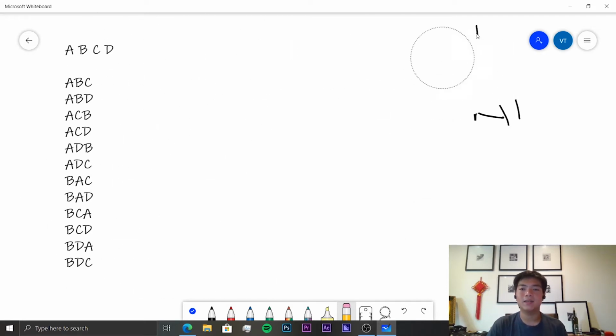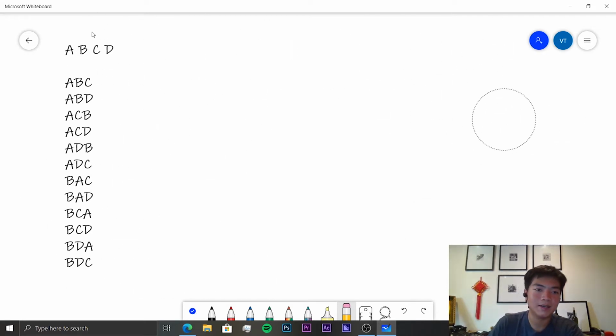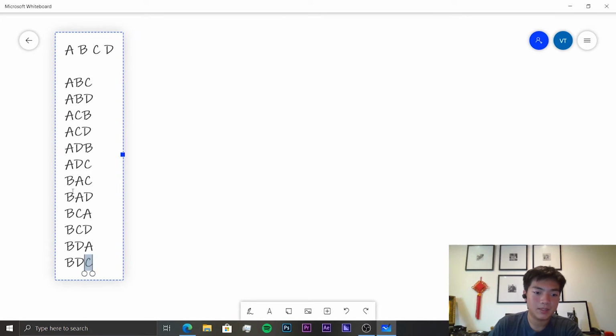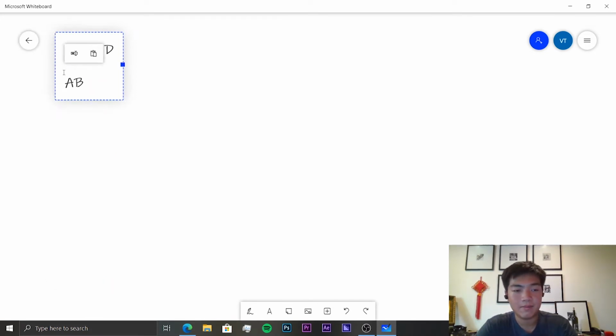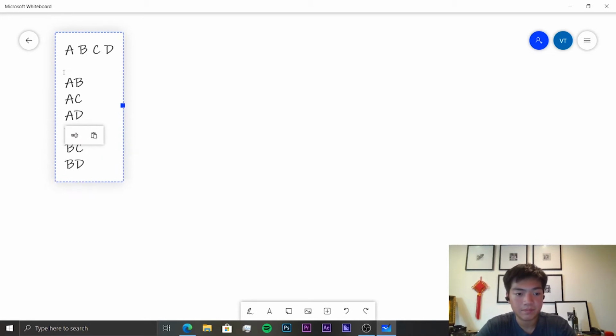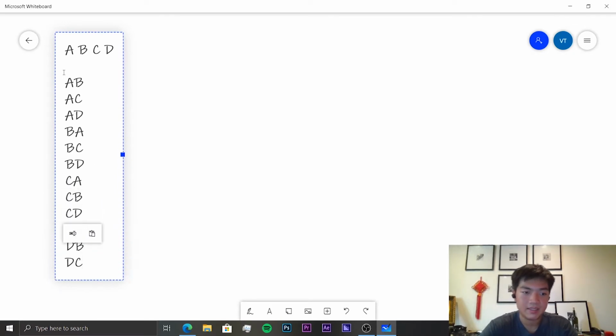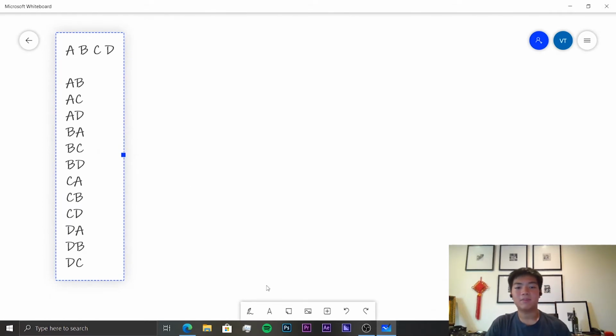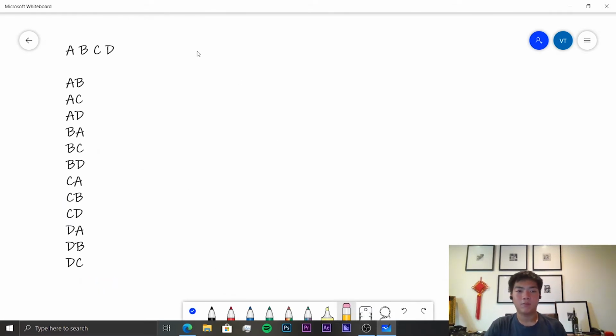So let's try it for something that would give a different result. Say instead of all of these 4 letters, we can only pick 2 of them. Well then, what are our possible arrangements? We have AB, AC, AD, BA, BC, BD, CA, CB, CD, and DA, DB, and DC. So that is 12 in total, and what would our formula give us?